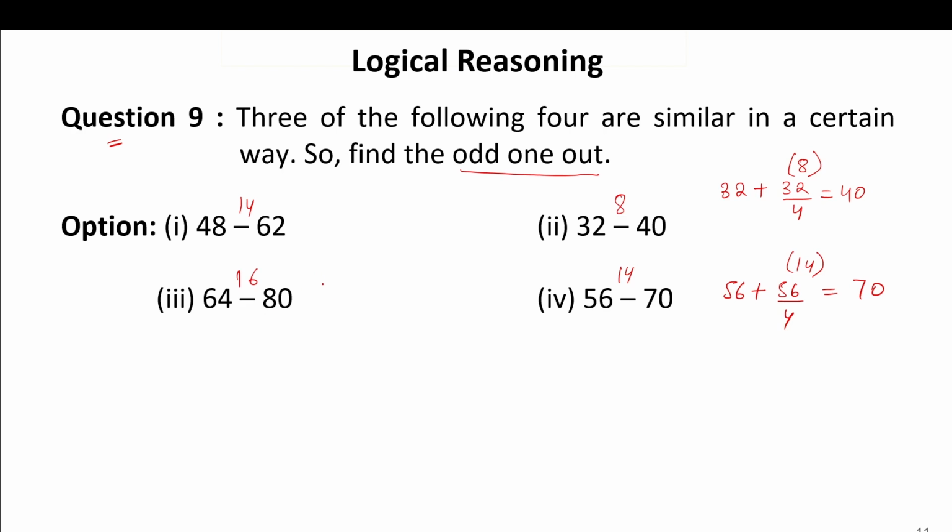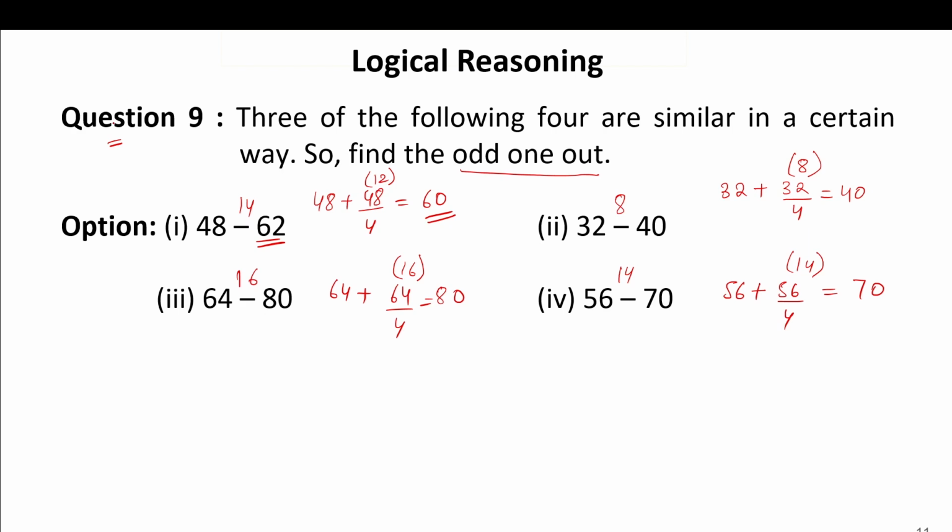Again, if I look over here, I can see that 64 plus 64 by 4. This will be how much? 16. This is giving me 80. But over here, if I do 48 plus 48 divided by 4, this will be equal to 12. This will give me 60 and not 62.